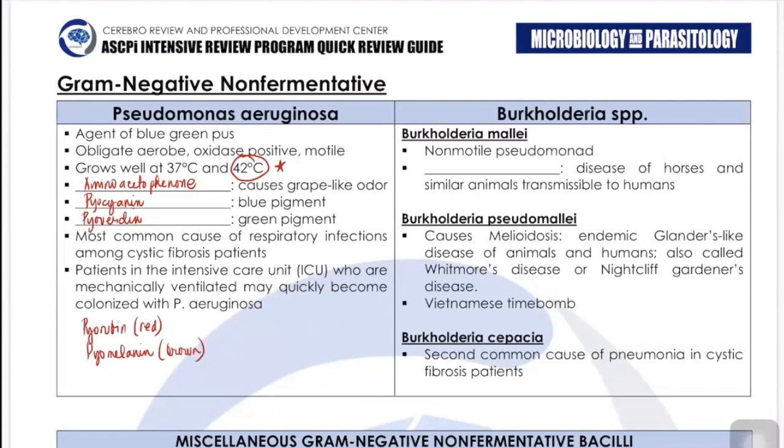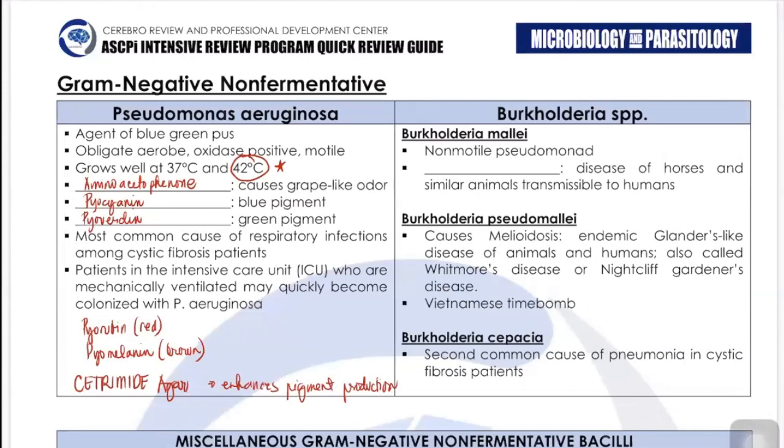Another thing, talking about pigmentation, if we want to enhance the pigmentation of Pseudomonas aeruginosa, we could culture it in cetrimide agar. Okay? Cetrimide agar is an agar that enhances pigment production. Okay? So that would be all for Pseudomonas aeruginosa. Let us proceed to Burkholderia species.